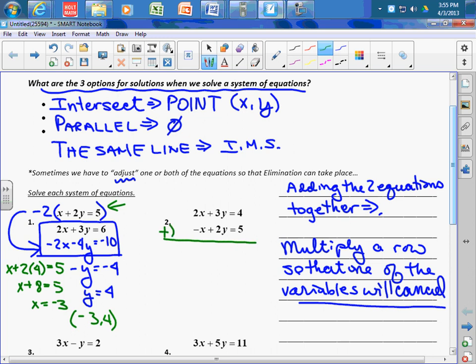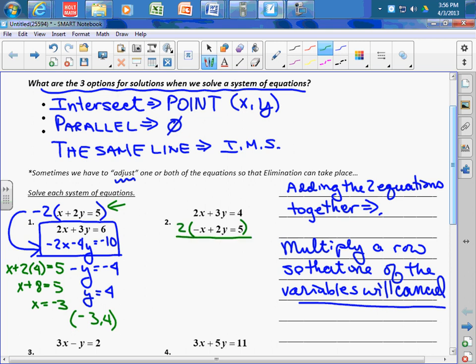If I'm going to add these two equations together so that I get one of the variables to cancel out, if this were a negative 2 instead of a negative 1, wouldn't that cancel that x out? So what do I need to multiply by in the bottom row? I don't want to multiply by negative 2. Do I need to change the sign? No, I don't. Don't change the sign, so you don't multiply by a negative.